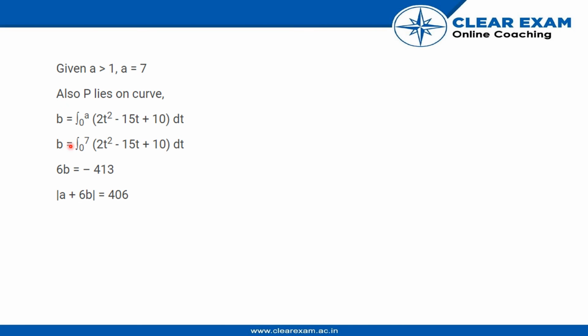So we integrate it, and we get the value of b to be equal to minus 413 by 6. We multiply it by 6 to get minus 413, and if we put in a, we get the value of mod of a plus 6b to be equal to 406.